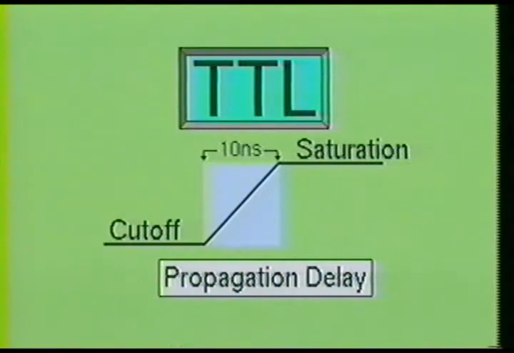The switching speed or propagation delay of a standard TTL device will be approximately 10 nanoseconds. The switching speed is the time required for the device to go from cutoff to saturation or from saturation to cutoff. The TTL device will generally consume about 10 milliwatts per gate.